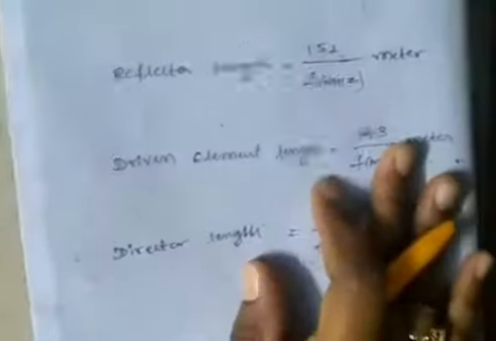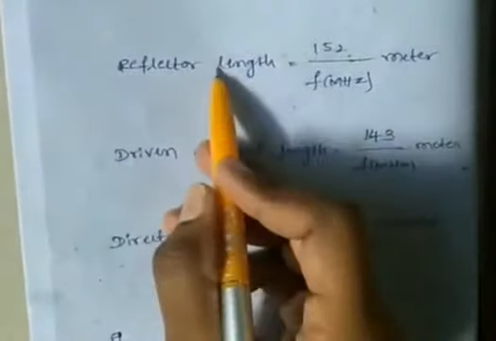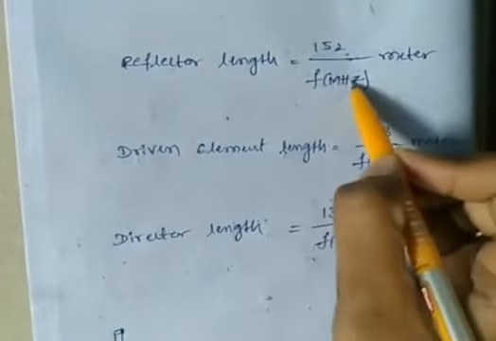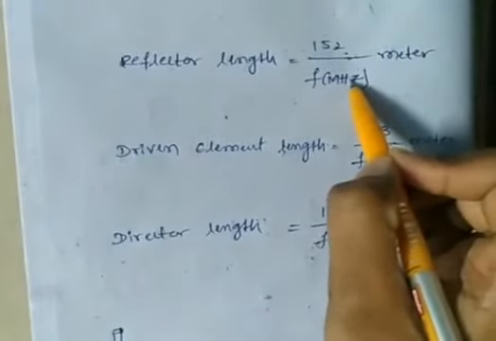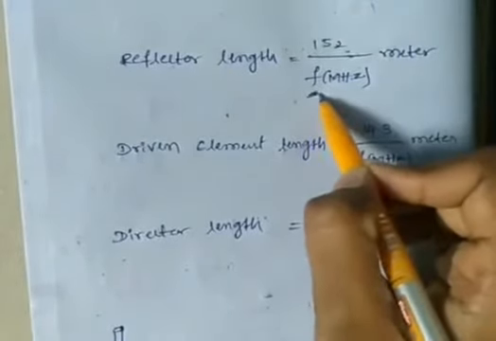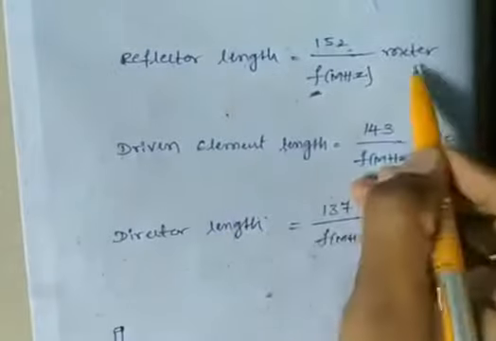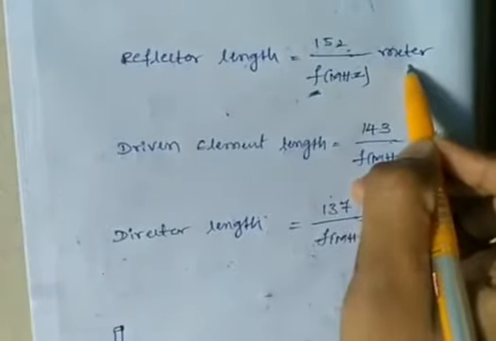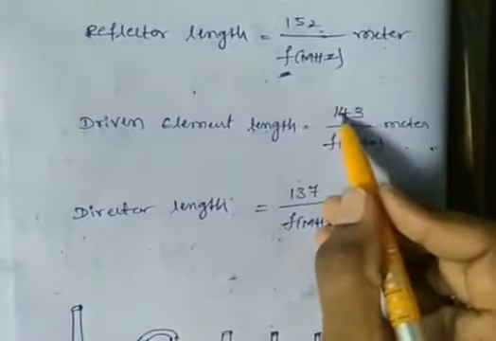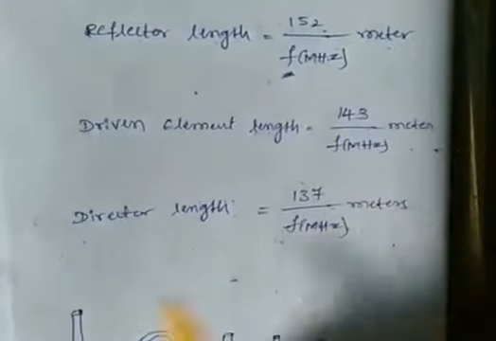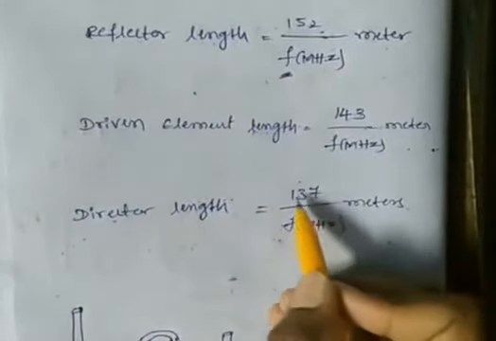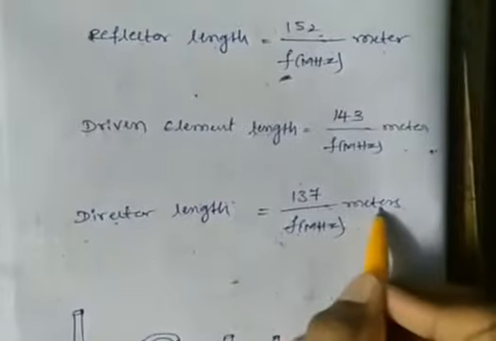Here we decide the length of the reflector by using the formula 152 by F, with F in megahertz. Generally, Yagi-Uda antennas are operated at fixed frequencies, that's why we take a fixed F here. Length is measured in meters, so I am taking the units as meters. For finding the driven element length, I am using the formula 143 by F meters. And for the director length, we use the formula 137 by F in meters.